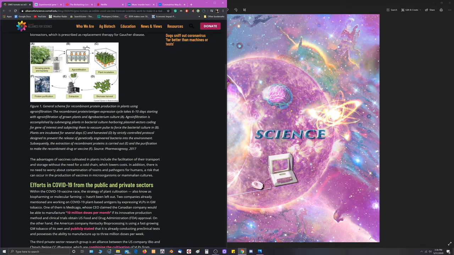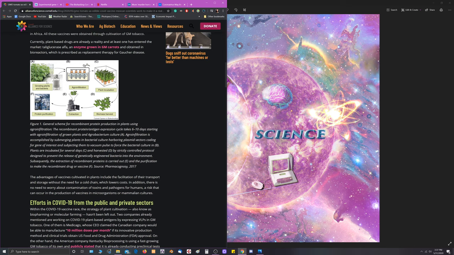So they show a figure, basically in figure A, where they're growing plants and bacteria, and then they have an agroinfiltration, plant incubation, protein purification, extraction, and then a biomass harvest. And it says in figure 1, the general scheme for recombinant protein production in plants using agroinfiltration, the recombinant protein antigen expression cycle takes 6 to 10 days, starting with agroinfiltration of growth plants and Agrobacterium. Agroinfiltration is accomplished by submerging plants in bacterial culture, harboring plasmid vectors coding for genes of interest, and subjecting them to vacuum pulse to force the bacterial culture in. Plants are incubated for several days and then harvested by strictly controlled protocol designed to prevent the release of genetically engineered bacteria into the environment.